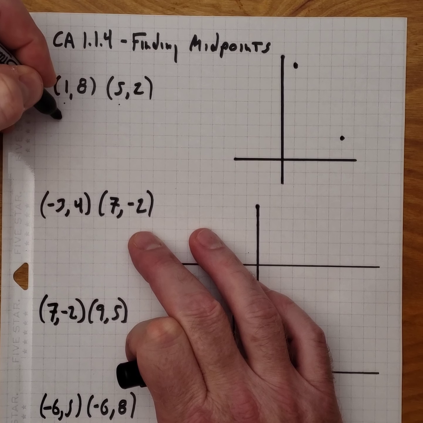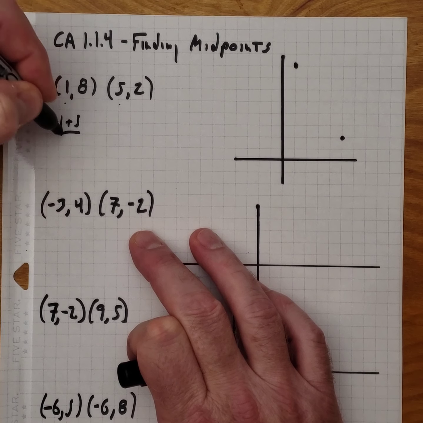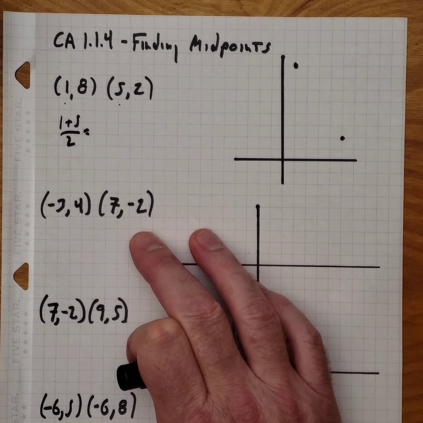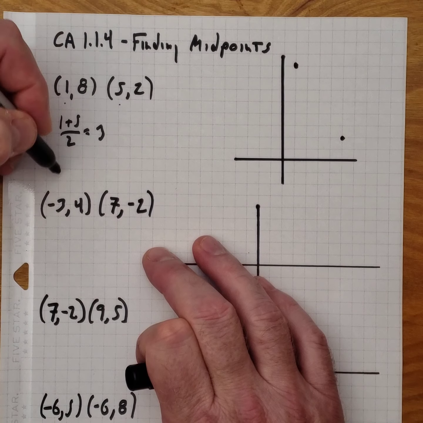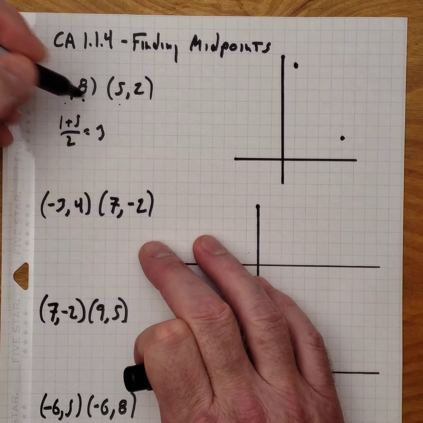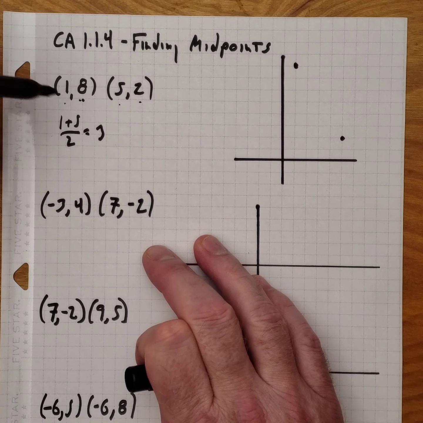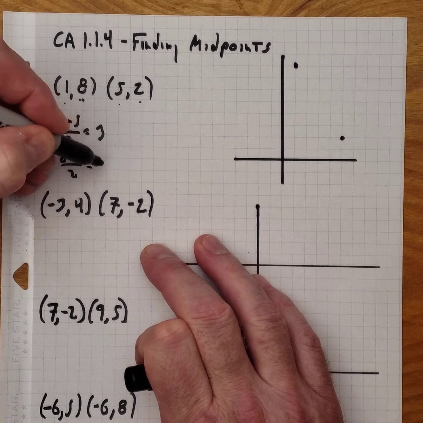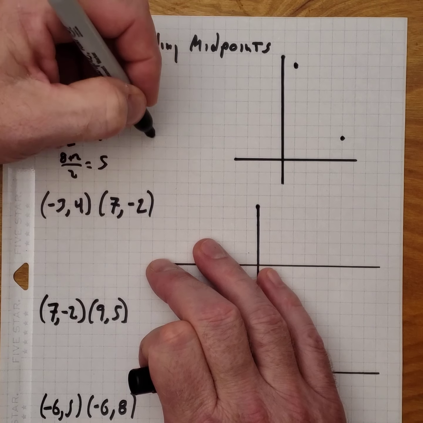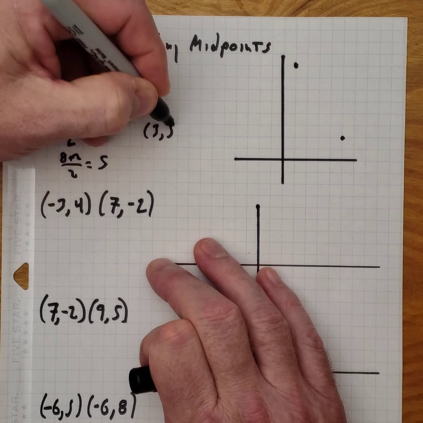Well, that's what we call an average, right? 1 plus 5 over 2 is equal to 6 over 2 is 3. So there's our x-coordinate. And then what number is halfway between our y-coordinates? 8 and 2. 8 plus 2 is 10 over 2 is 5. So our midpoint should be the point 3, 5.